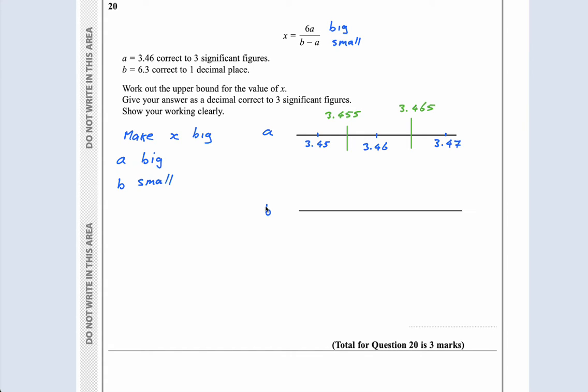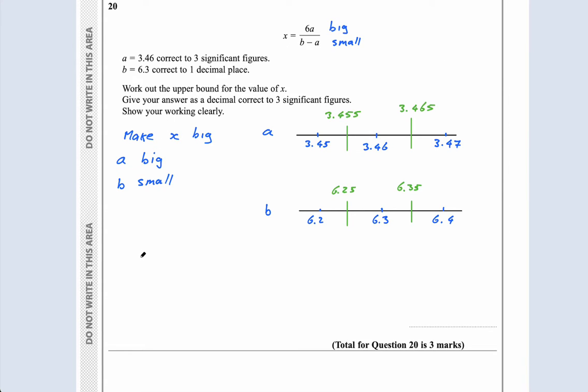Then B, I am going to do something similar. This is B, and B is 6.3, so I'll put 6.3 here to 1 decimal place. The next number up is 6.4, and down is 6.2, because we're going to 1 decimal place, so we're just going up by 1 decimal place. And this one's upper bound would be 6.35, and his lower bound would be 6.25. So to make X big, we make A big.